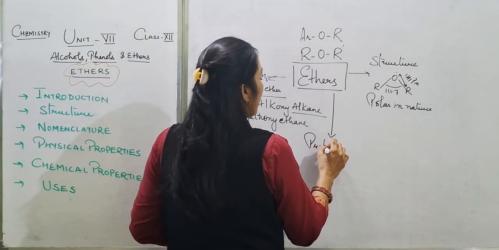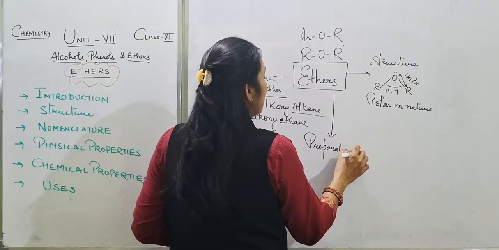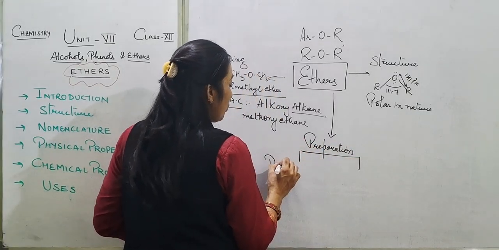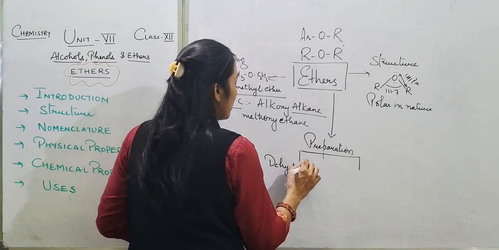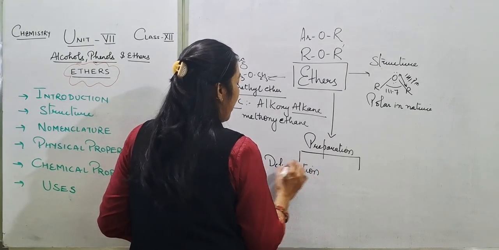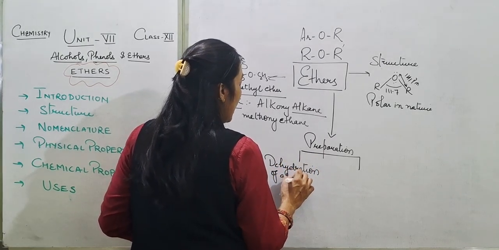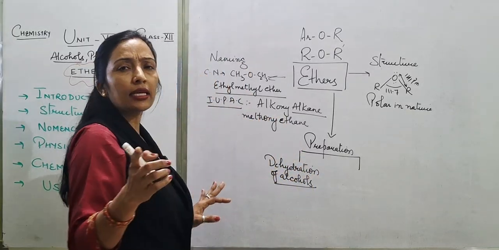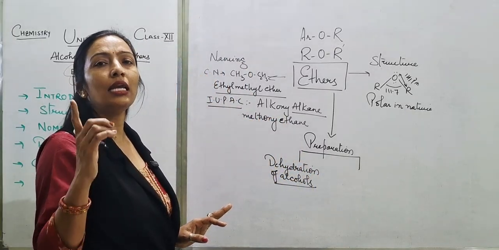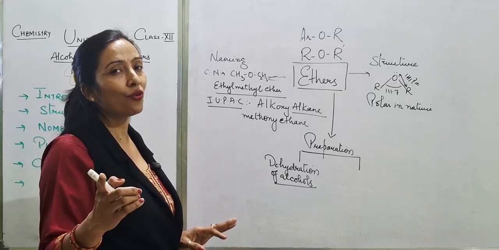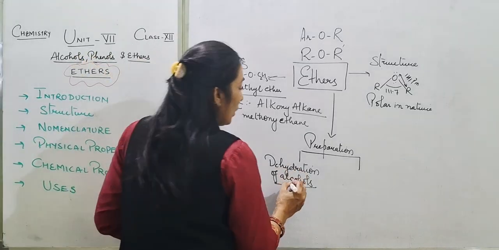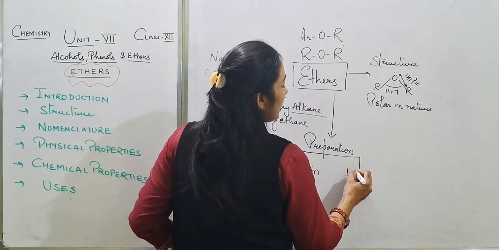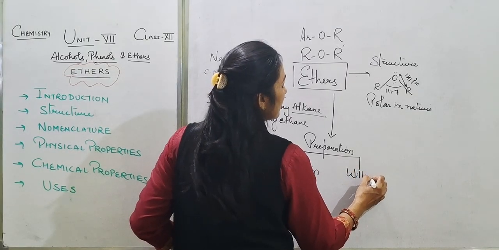So we prepare these ethers by dehydration of alcohols, and mostly we take primary alcohols. If we take secondary and tertiary, then elimination reaction competes over substitution, and here the reaction mechanism is SN2.